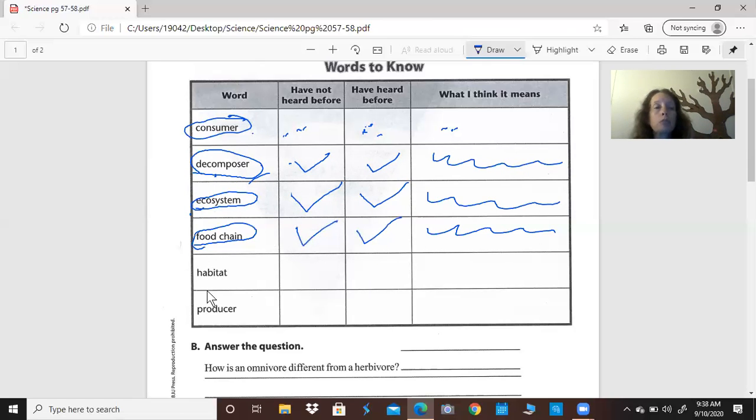Next, we're going up to Rylan. Are you ready, Rylan? This word is habitat. You say that for me, Rylan? Habitat. If you've never heard the word habitat, check mark here. If you've heard it, check mark here. If you think you know what it means, write it right here. Very good.